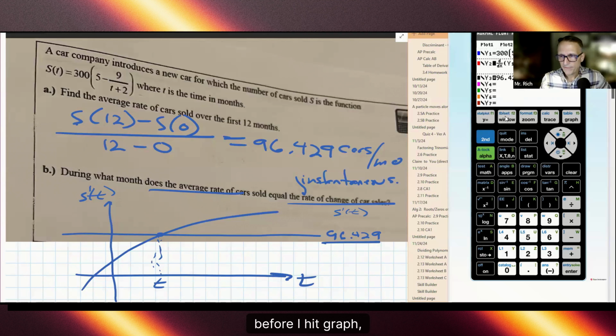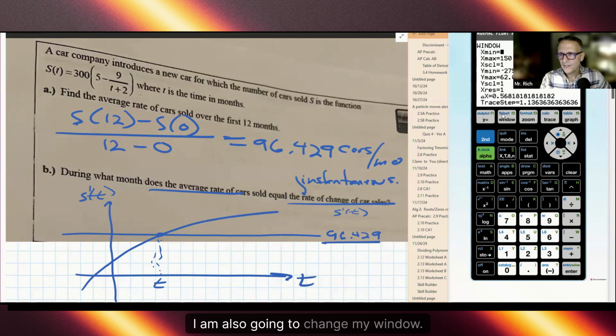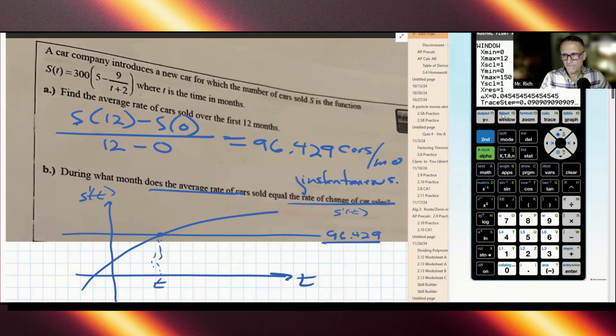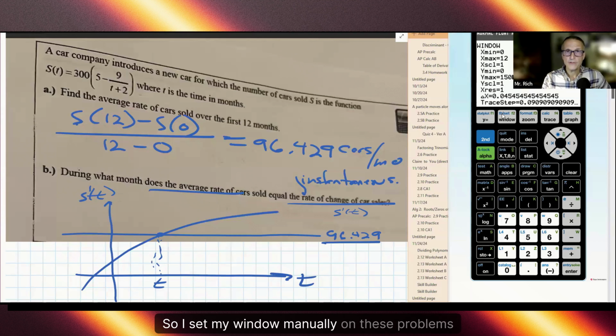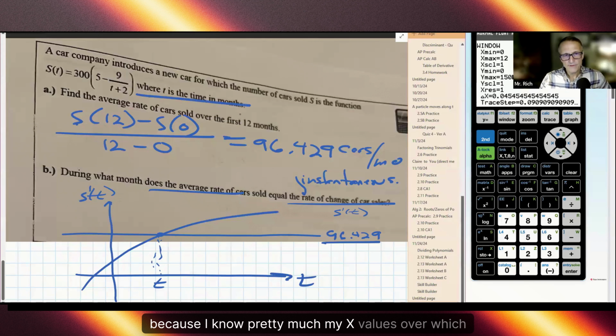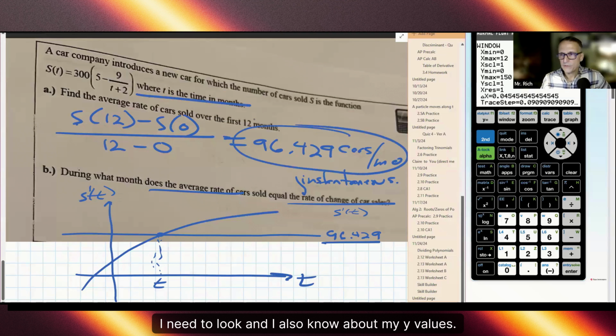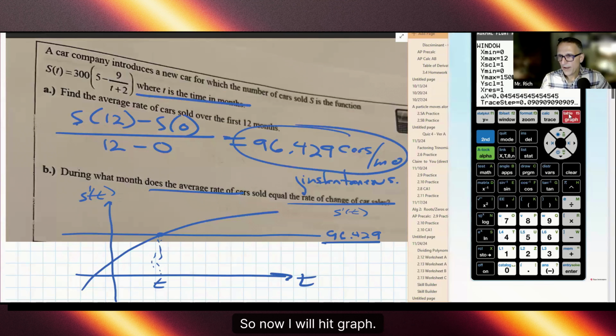Also, before I hit graph, I am also going to change my window. I'm only interested from 0 to 12. And on my y values, since I'm looking at 96.429, I'm going to go from 0 to say 150. So I set my window manually on these problems because I know pretty much my x values over which I need to look, and I also know about my y values. So now I will hit graph.